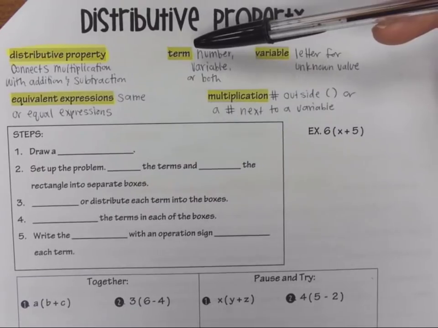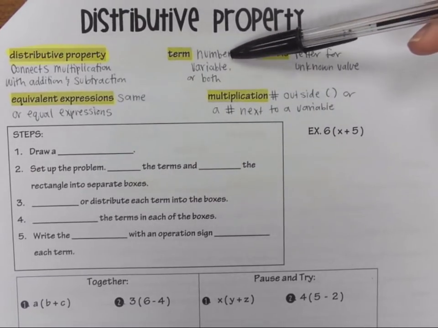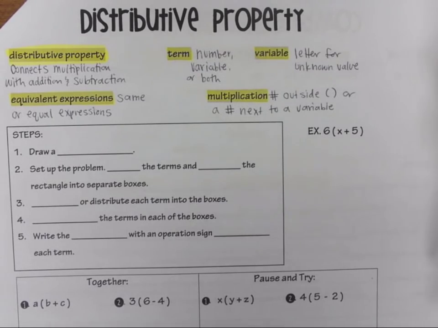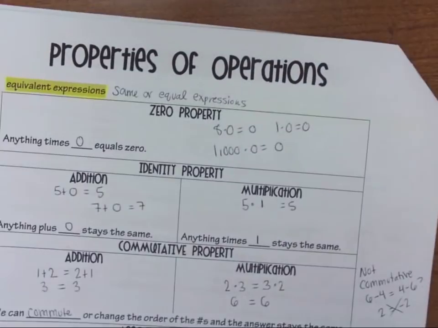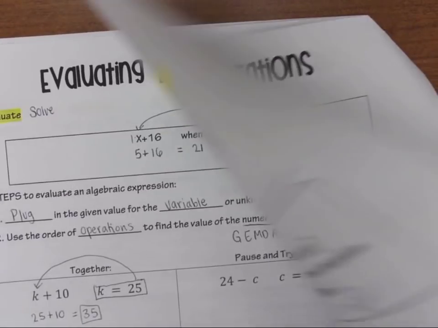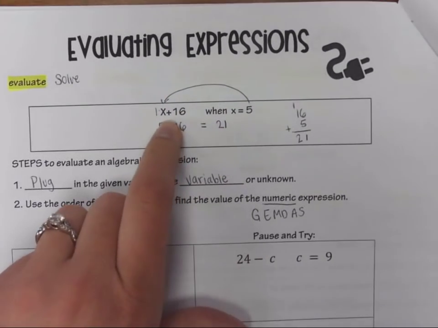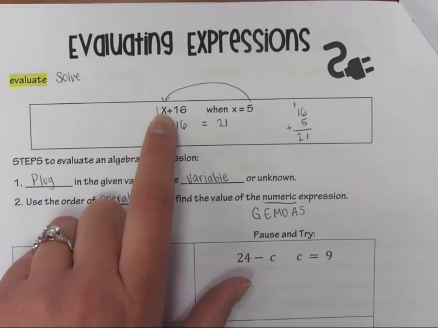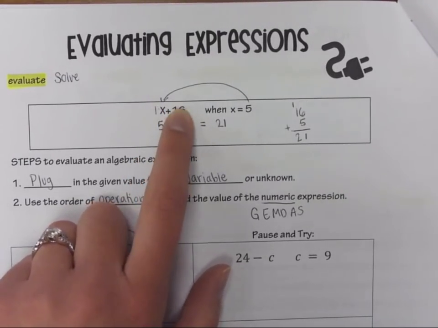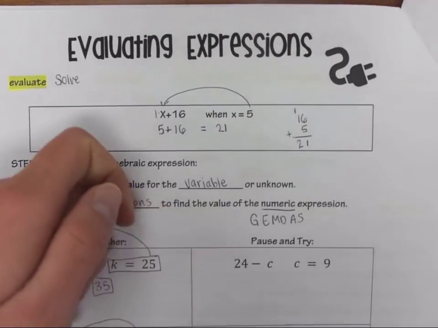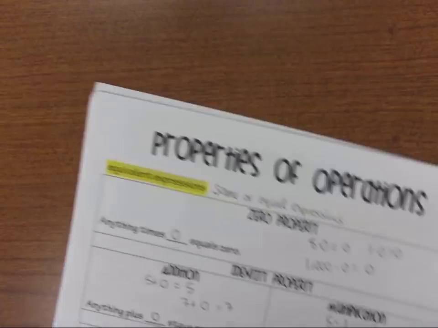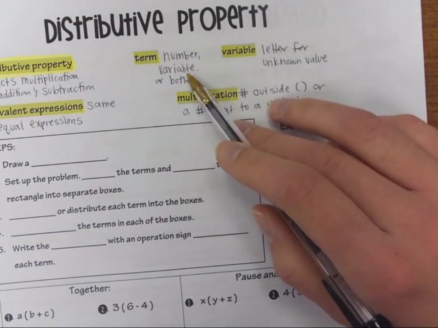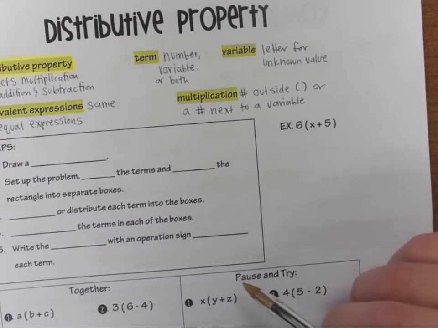Again, these ones are review. A term, remember, is a number, a variable, or both, and an expression. Looking back, right here, this is our variable, this is a constant, and together these are each a term. So that's one term, that's another term, and they make our expression. Some of us are still confused on that, so it's just each piece of your expression. It's kind of like the words of your math sentence.